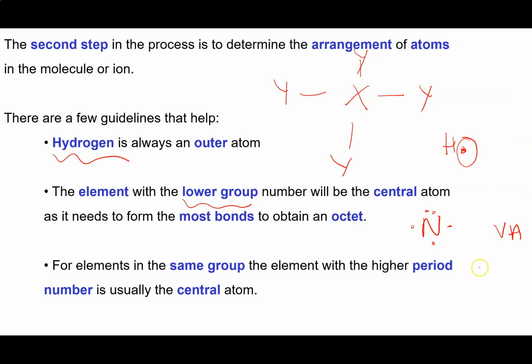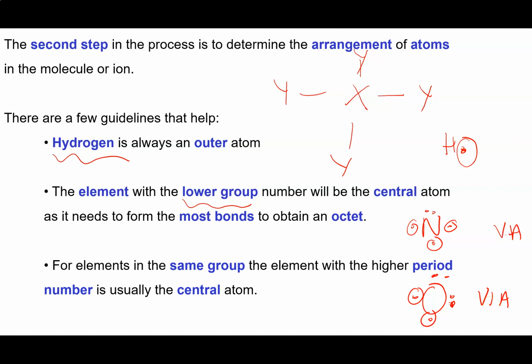But if I look at something like oxygen, which is in group 6A, it has only 2 unpaired dots, so it's happy if it can make 2 bonds. So as a result, we're going to put the atom that has the greatest need to make bonds in the middle. Okay, so the one with the lowest group number, so 5 is lower than 6A.